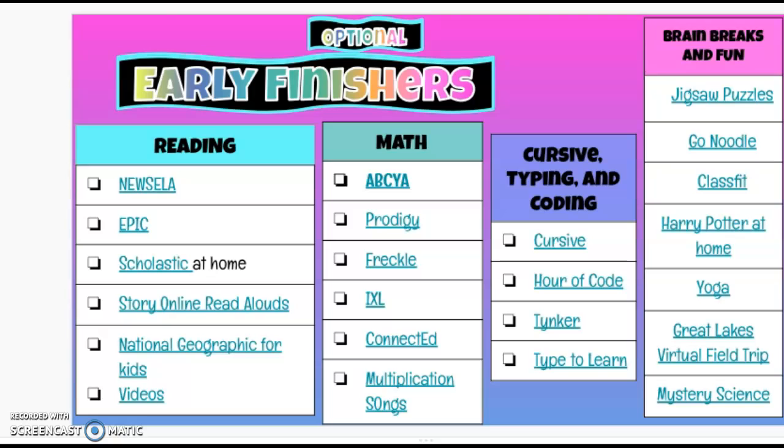Again, there are optional early finisher activities. For most of you, I know the cursive is probably the most exciting, or the hour of code I know you guys love. So enjoy.